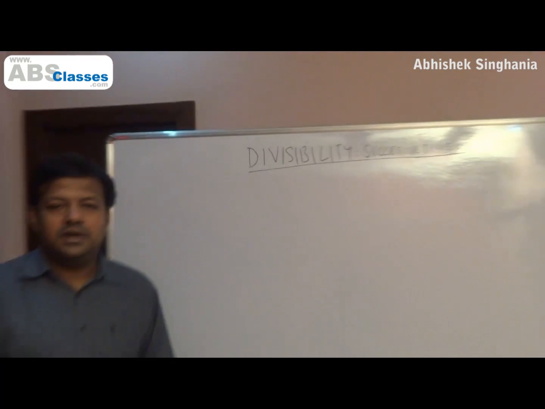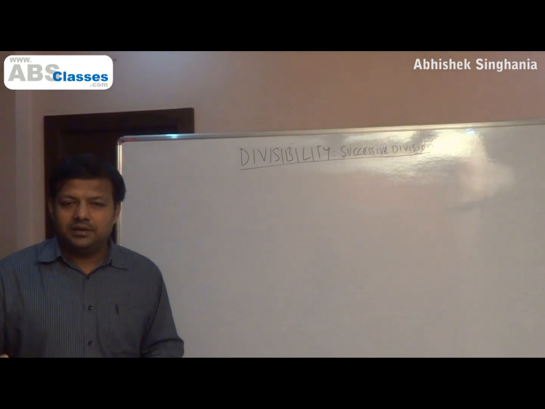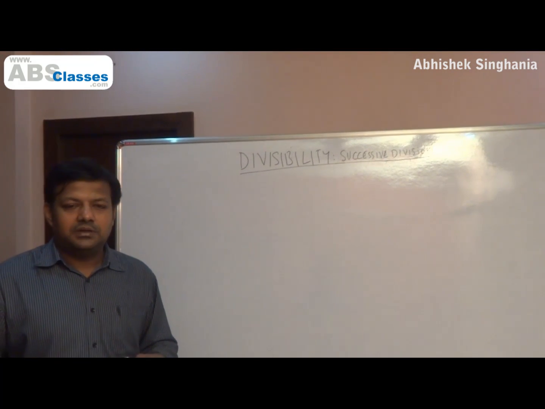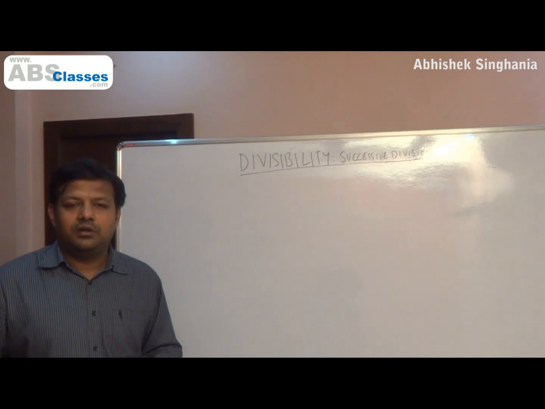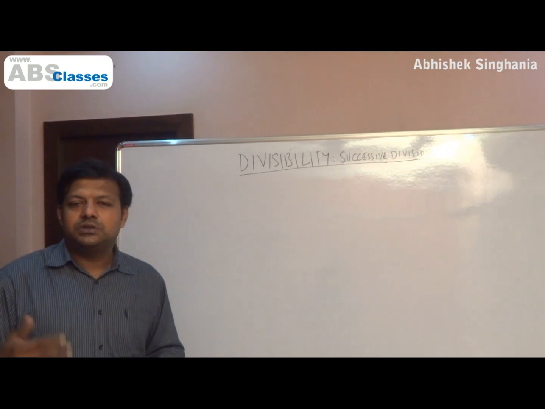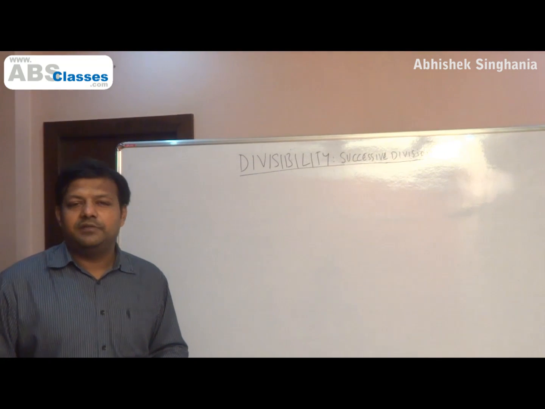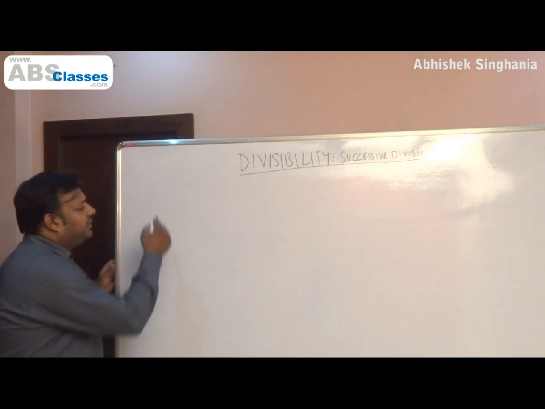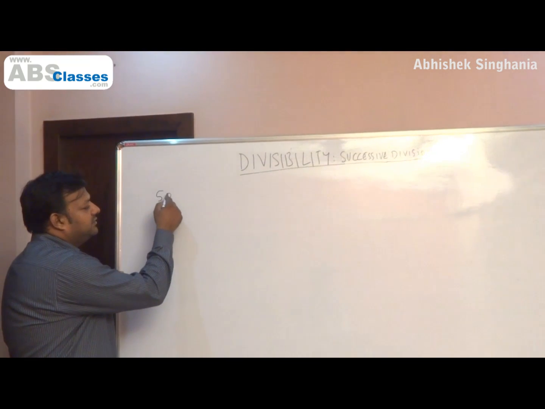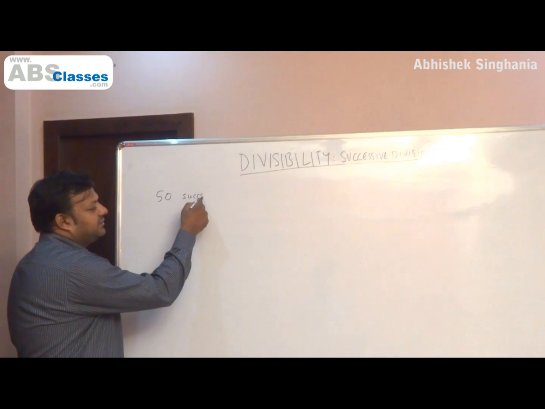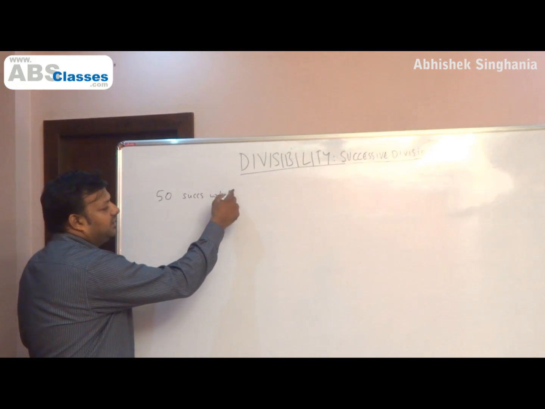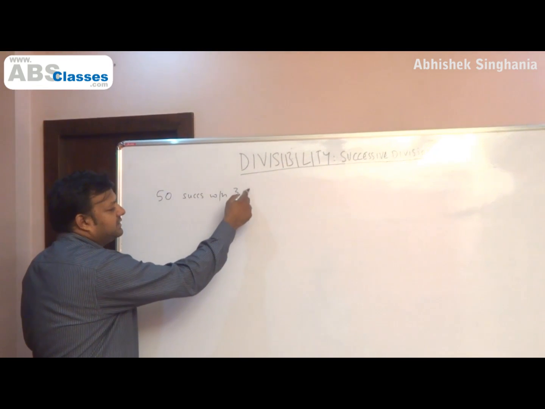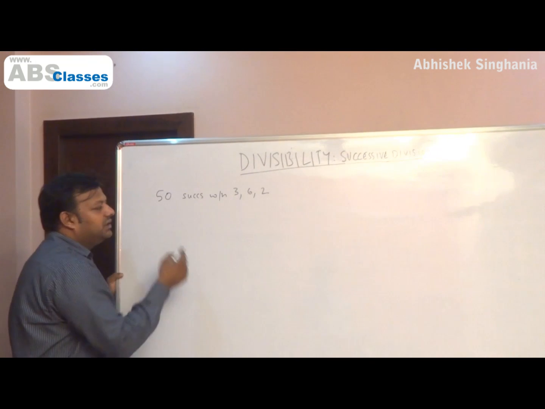Successive division means that a number is subsequently divided by 2 or 3 divisors, but the original number is not divided by all of them. In every step, the quotient of the previous operation is divided by the divisor. For example, say I am dividing 50 successively with 3, 6 and 2. So how will it go?